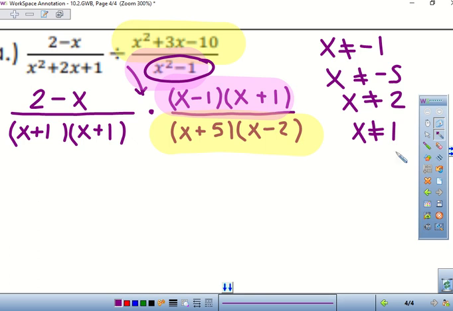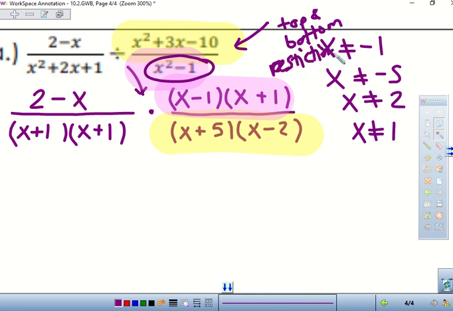Okay, so keep in mind the main rule is when you do division, you have to do restrictions top and bottom. So whatever fraction you flip, you have to do restrictions on the top and the bottom. So keep that in mind. Any questions about that? Alright.